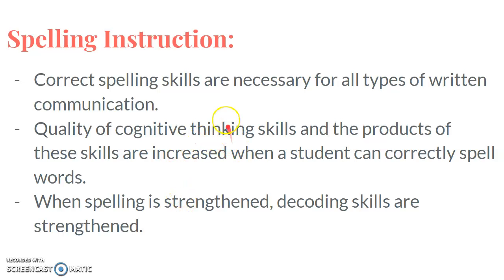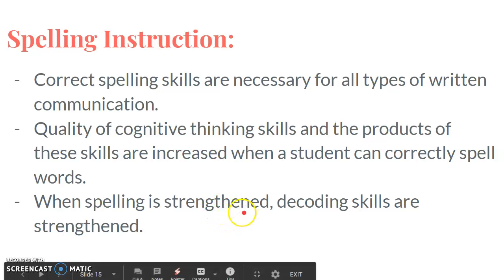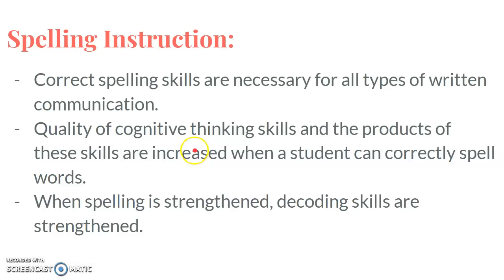In this video, it shows how you would use correct spelling skills in order to communicate. When spelling skills are strengthened, it strengthens the decoding skills, which in turn strengthens your reading skills. Overall, this would increase your product quality from your cognitive thinking skills. So it's really important that students learn how to correctly spell words.